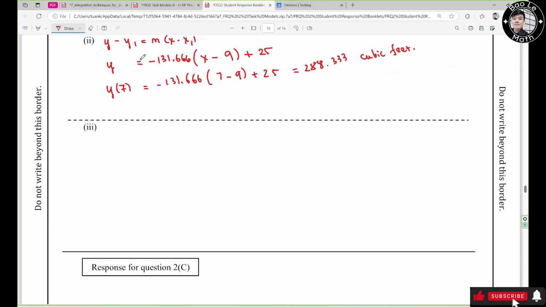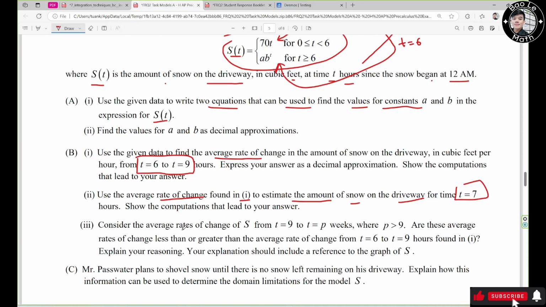Alright, question B, III. Consider the average rate of change of the function s from t equals 9 to t equals p, where p is greater than 9. Is this average rate of change less than or greater than the average rate of change from t equals 6 to t equals 9, as found in part 1? Alright, so basically in order to do this one, we need to sketch the graph.